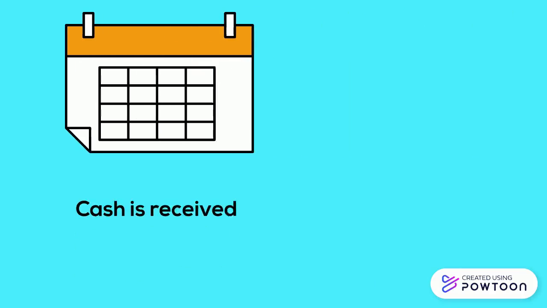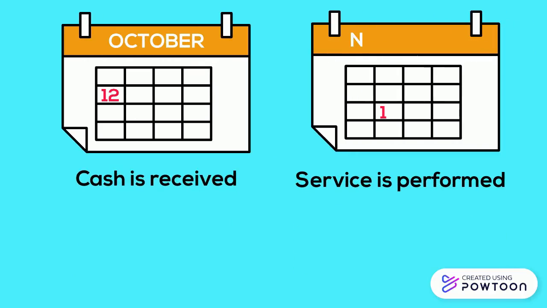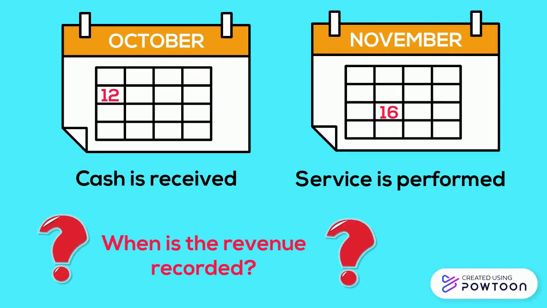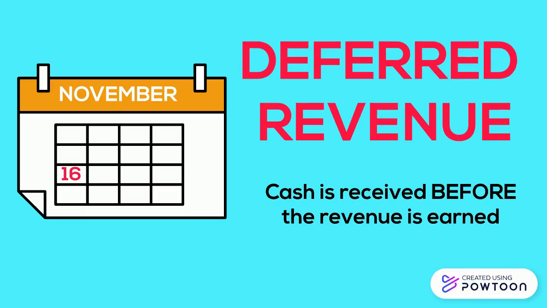So cash was received in October and the service was performed in November. When is the revenue recorded? The revenue is recorded in November because that is when the revenue was earned. This is known as deferred revenue because cash is received before the revenue is earned.